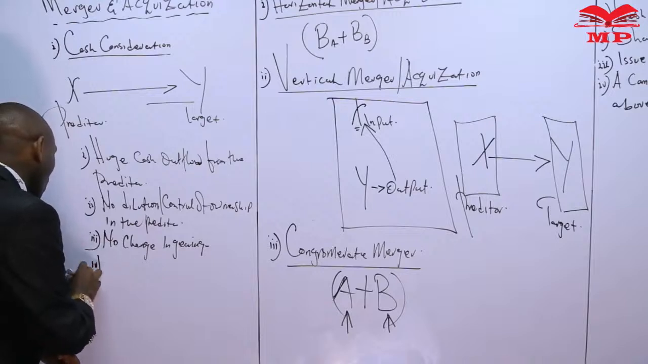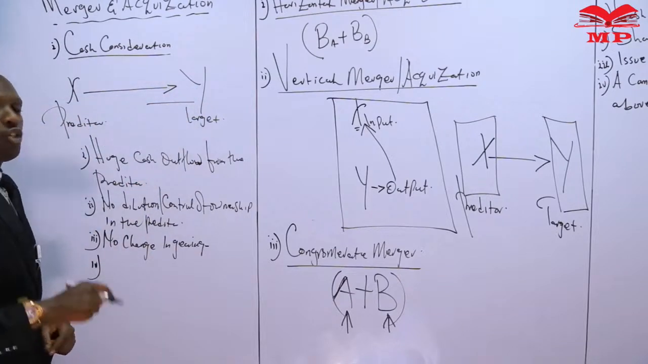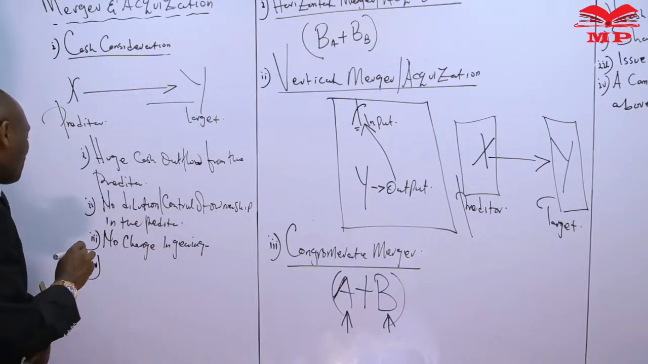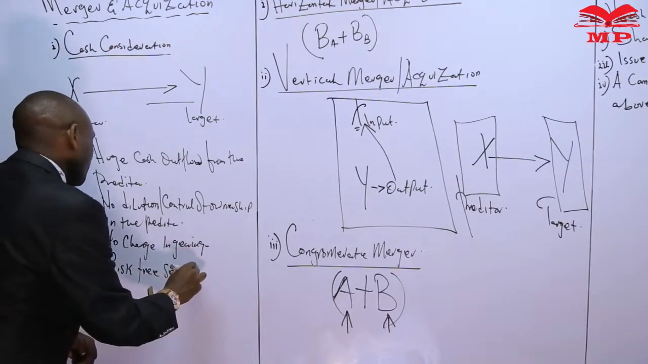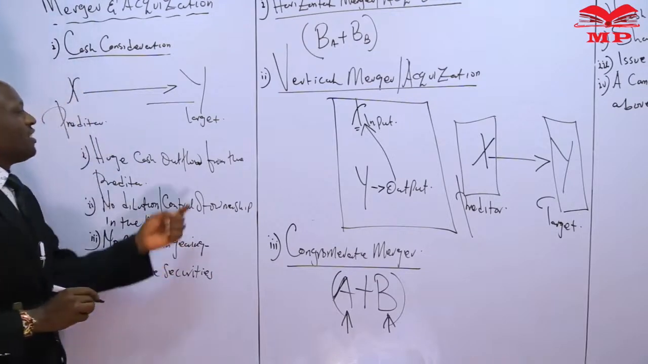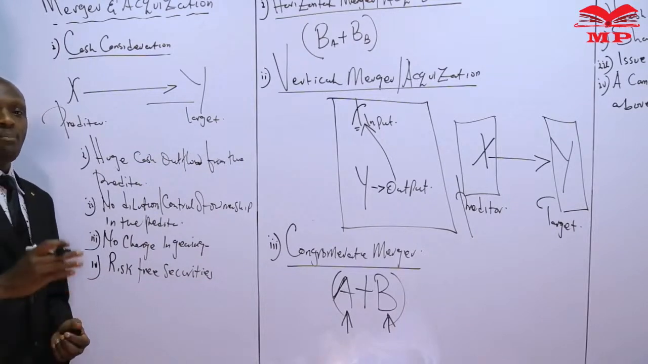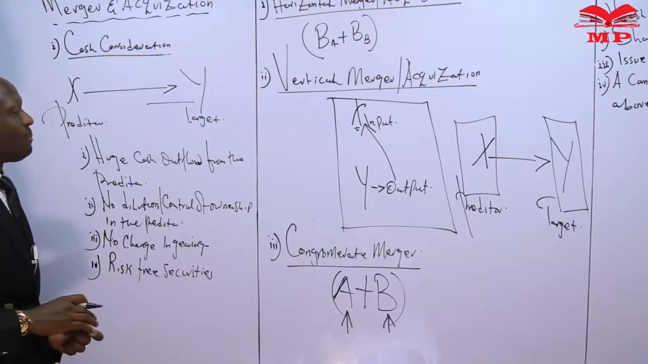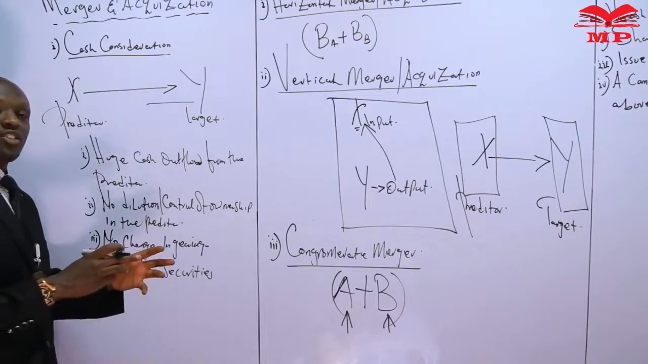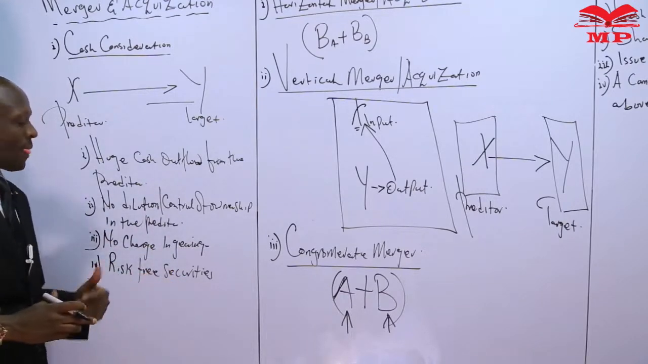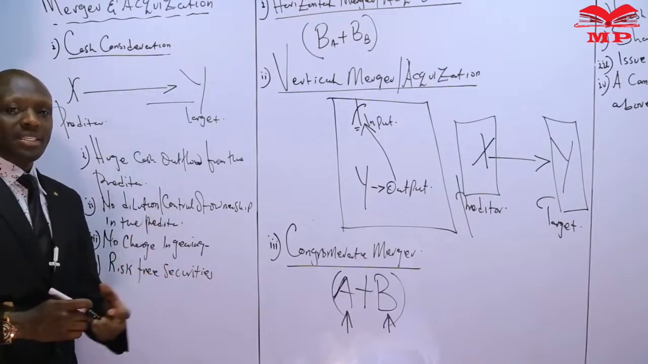The other one, number four, is that the shareholders in the target are paid, and using the proceeds, they can invest in risk-free securities. The investment in firm Y may be considered risky. When the shareholders in the target entity are paid, they can use the proceeds to move from a risky venture to risk-free securities. That is, use the proceeds and invest them in government securities.